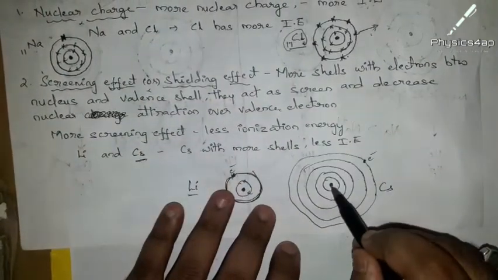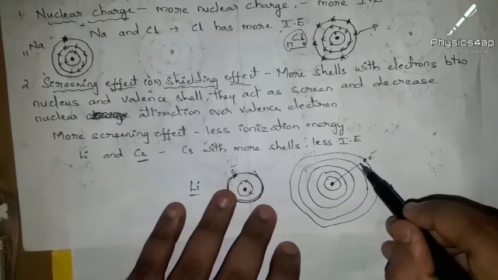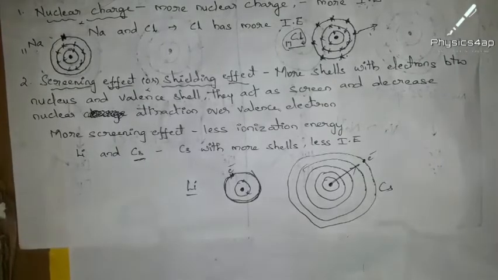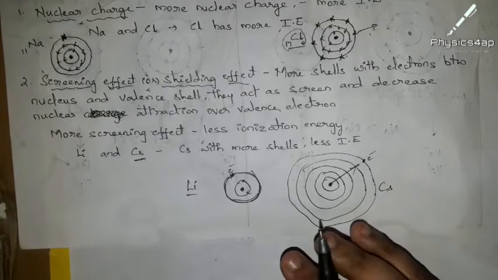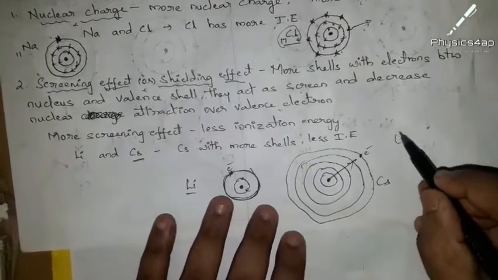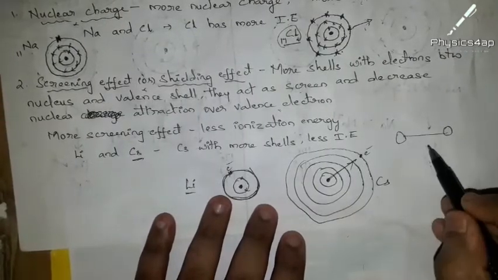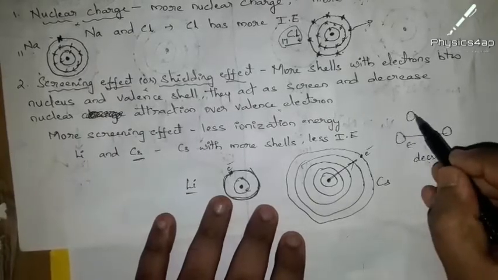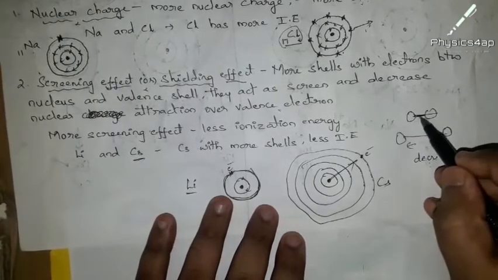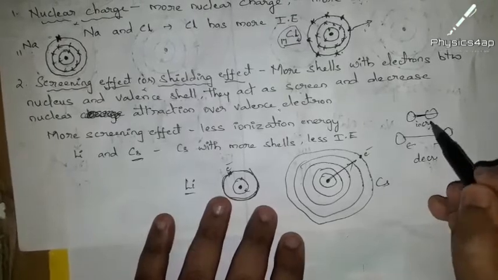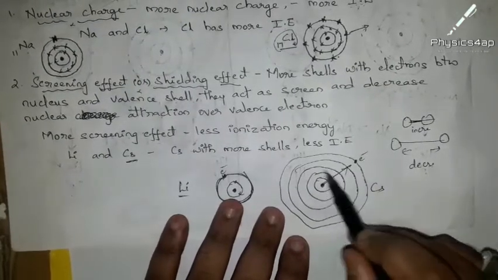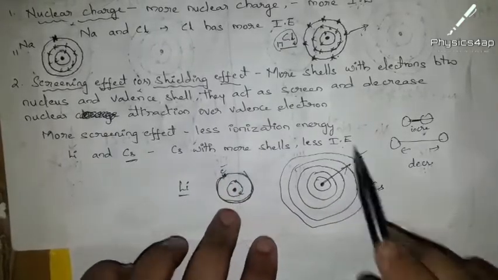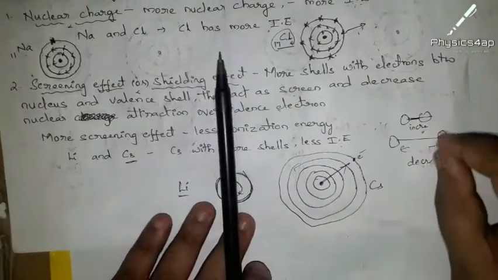As you might have learned in the gravitation chapter, when the distance between two objects increases, the force decreases. When there is less distance between them, the force increases. The same holds here: as the number of shells increases, the ionization energy decreases. That is, it is easy to remove an electron here. Compared to lithium, which has two shells and where it is difficult to remove an electron, cesium has more shells.